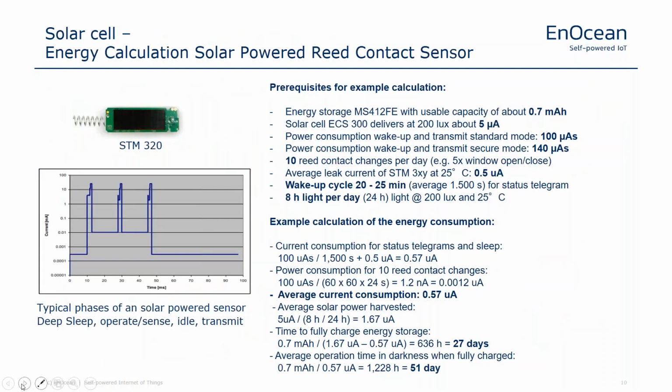This slide will dive more deeply into the energy calculation. This is an example of a radio module called STM320. The STM320 is a reed contact or magnet contact solar powered sensor. The operation phases you see on the diagram below. We have the deep sleep phase, as I have already shown you.